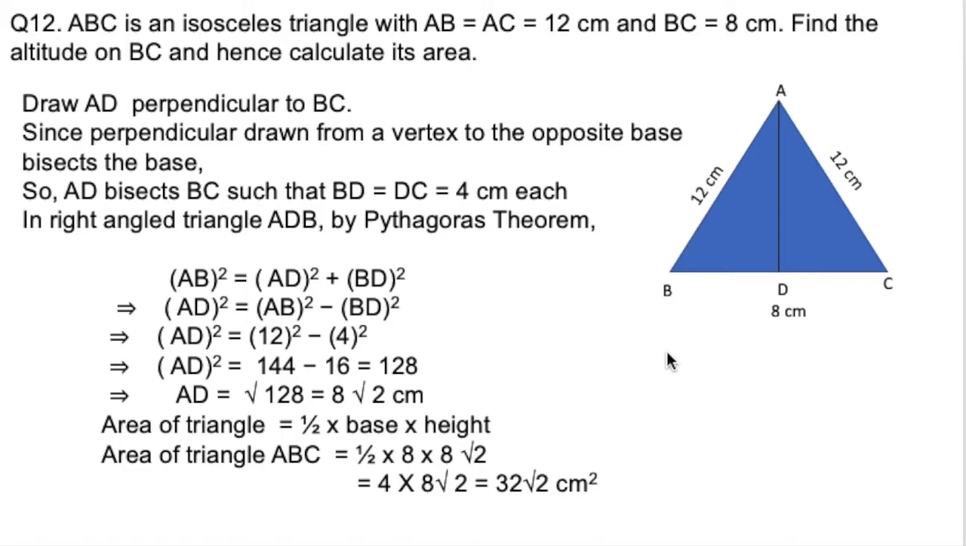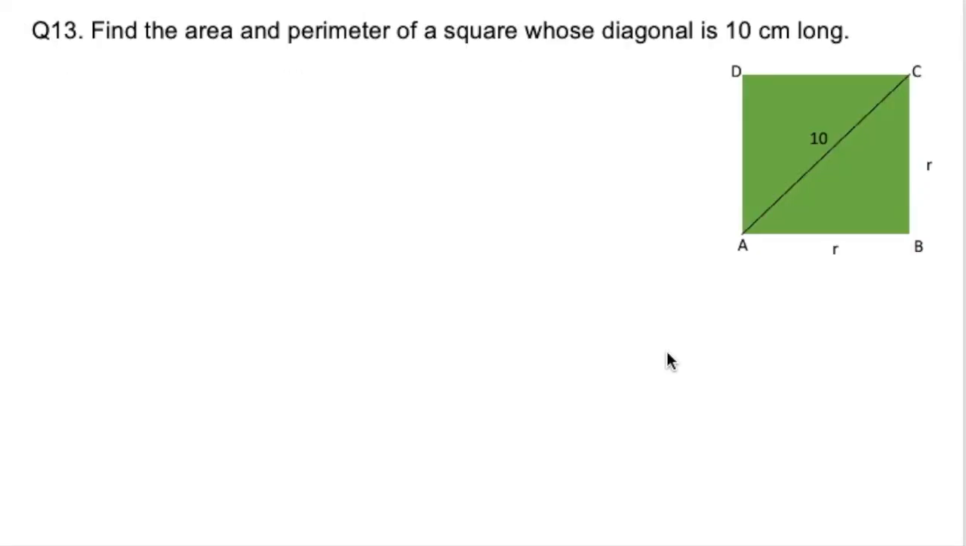Moving on to question 13, we are given a square in which we need to find the area and perimeter of the square. Also, the diagonal of the square is given as 10 centimeters. Now, since we know that in a square all the sides are equal, let us suppose that AB and BC are equal to r centimeters each.